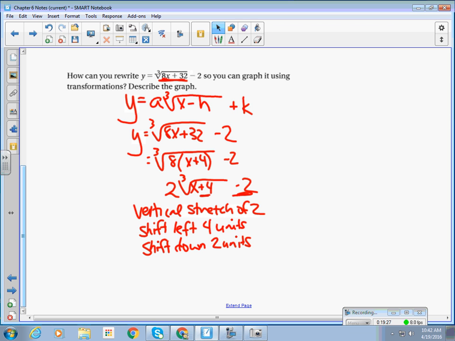So by factoring out that 8, which became a 2 on the outside of the cubed root, we were able to make it in the same form so we can describe translations.